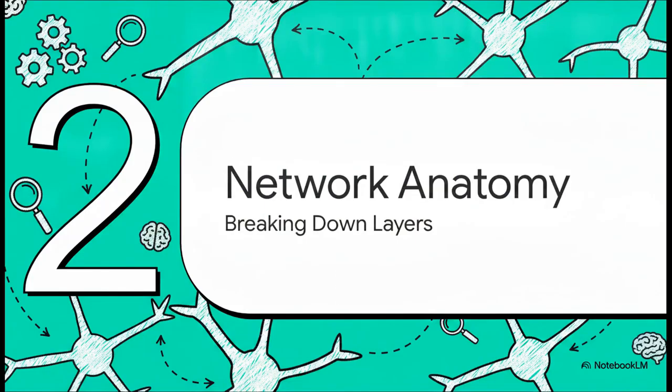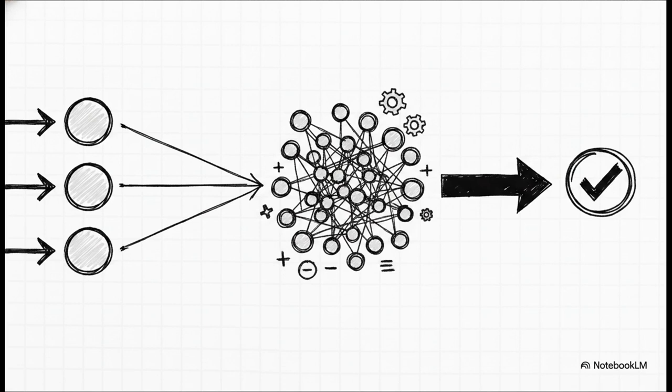Moving on to Section 2, Anatomy of a Neural Network, breaking down the layers. Okay, so now that we know what a neural network is trying to imitate, let's break down the actual architecture that makes these artificial brains tick. How are all these nodes organized? Well, they're grouped into 3 main layers.